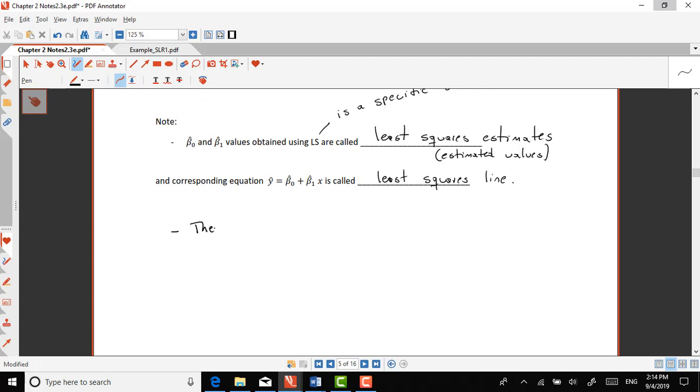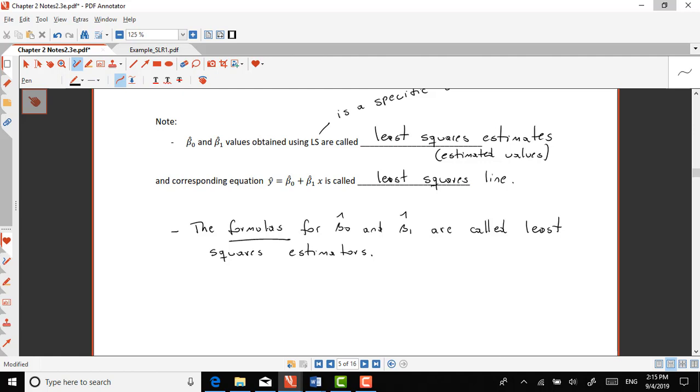And the formulas that I just showed you above, the formulas for beta naught hat and beta 1 hat, are called the least squares estimators. So you see the difference? The formulas are the estimators, and the values that you obtain are the estimates. This is good to know because when you are reading papers, when people talk about the estimator, they are talking about the formula, and the estimates are the specific values.